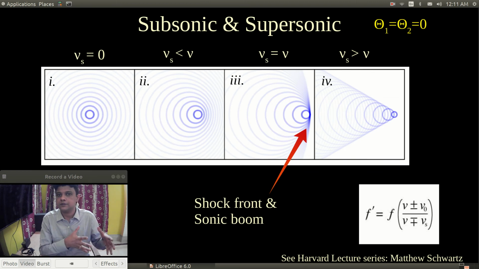Now if the source is at the velocity of sound, which is the sonic barrier, then it creates a shock front in front of it, and a shock front usually comes with a sonic boom. Now what happens if the source velocity exceeds the velocity of light? In that case there will be no shock front, as the source has moved farther away before the shock front had been created.